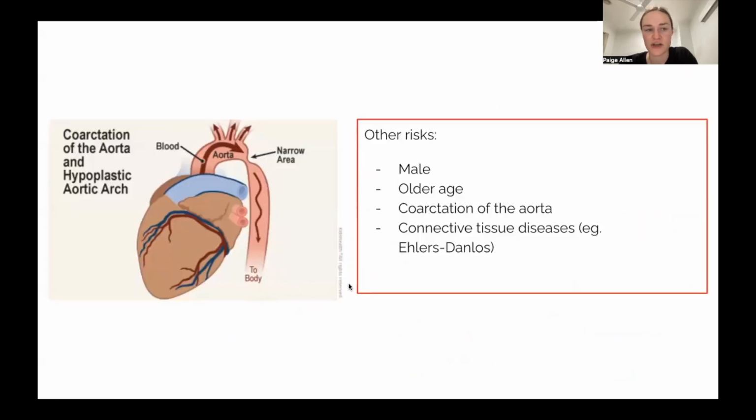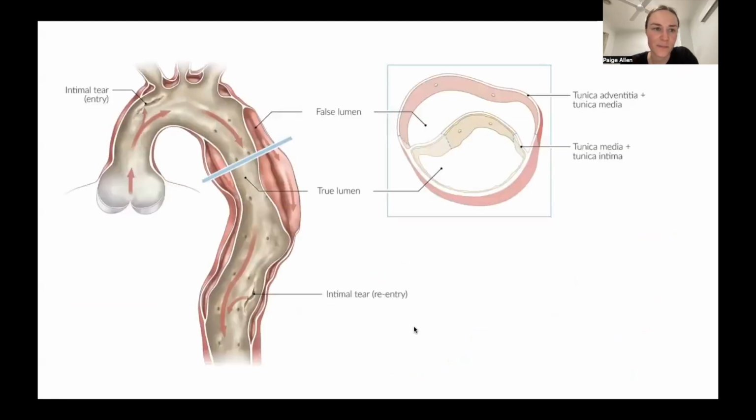Some other risk factors for having a dissection or an aneurysm: being male, being of an older age, having coarctation of the aorta because it's going to be putting more strain on that part specifically and the parts before it. And as I said, connective tissue diseases.